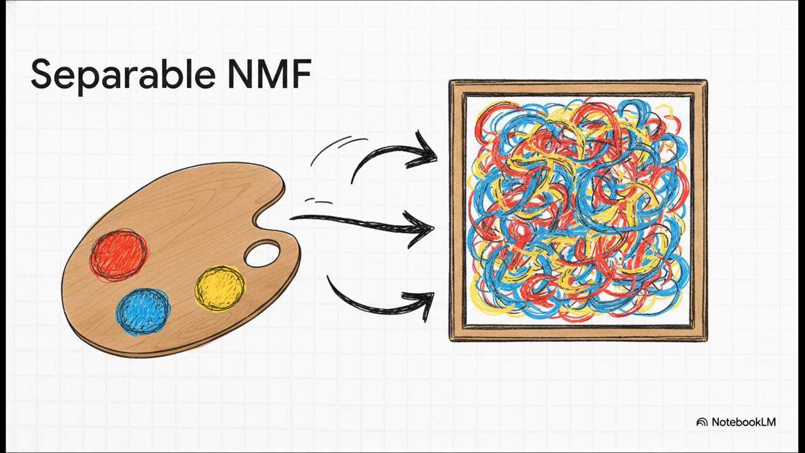By just making this one assumption, a math problem that was virtually impossible suddenly becomes solvable in polynomial time. That just means a computer can actually finish the job while you're still alive to see the results. And it's been a real game changer for things like hyperspectral unmixing and audio separation.